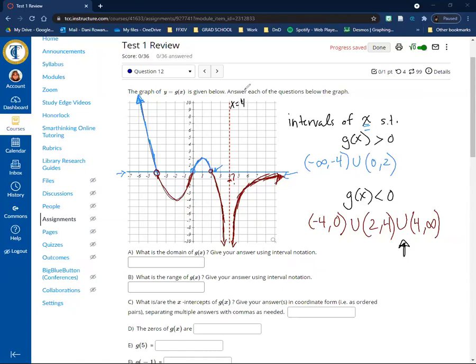Did someone have a question? Okay. So just remember, if you see an asymptote, it's going to reach that point, not include it, and pick back up on the other side of it. Any other questions about this particular question? I know it's got a lot of parts involved to it.